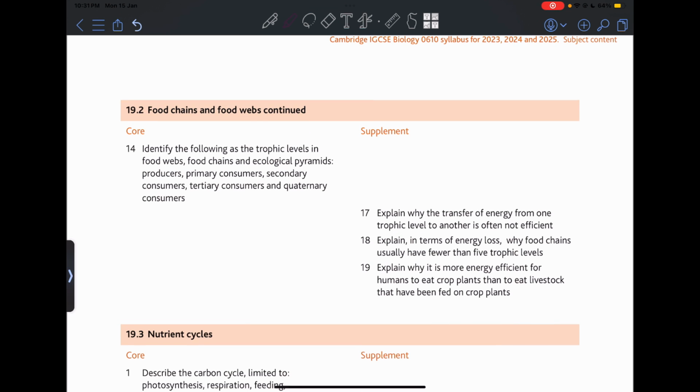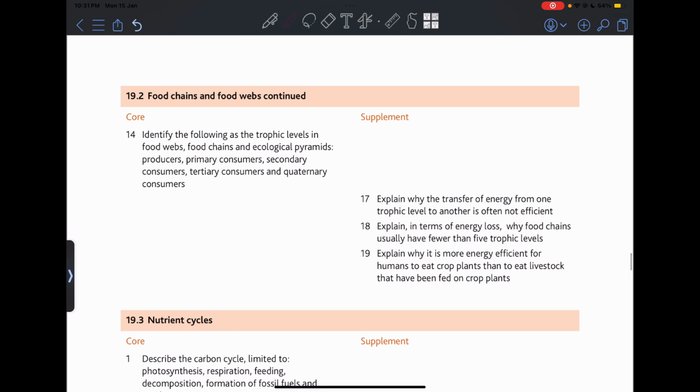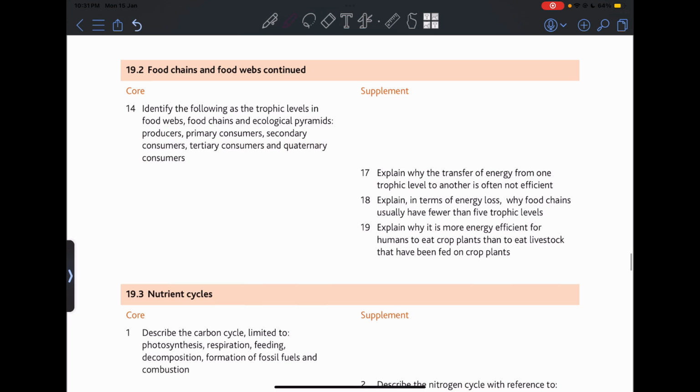19.2 continued. Number 14, identify the following as trophic levels in food webs, food chains, and ecological pyramids: producers, primary consumers, secondary consumers, tertiary and quaternary consumers, as I explained in previous points. Extended students, explain why the transfer of energy from one trophic level to another is often not efficient. Explain in terms of energy loss why food chains usually have fewer than 5 trophic levels.